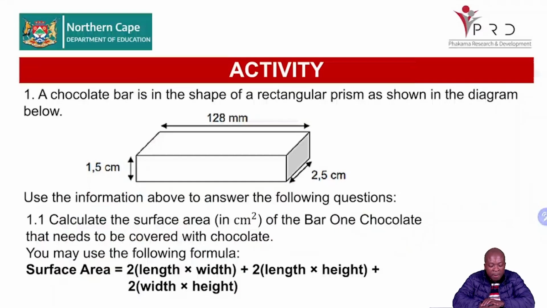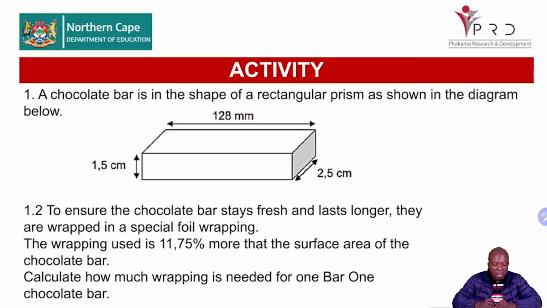Use the information above to answer the following questions. Question 1.1. Calculate the surface area in centimeters squared of the bar of chocolate that needs to be covered with chocolate. You may use the following formula. So the examiner gives you the formula and says we are supposed to calculate the total surface area.